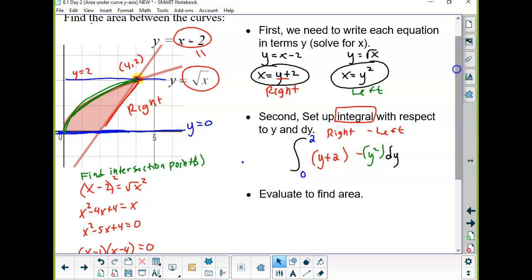Now notice, what would be a problem, or would you notice the problem, if I accidentally wrote x minus 2 here? You see how that conflicts because there's a y. Everything, because we're saying dy, everything has to be written in terms of y. So the functions and the bounds are all the y values. All right, but once you're set up, now take the antiderivatives and just work through this.